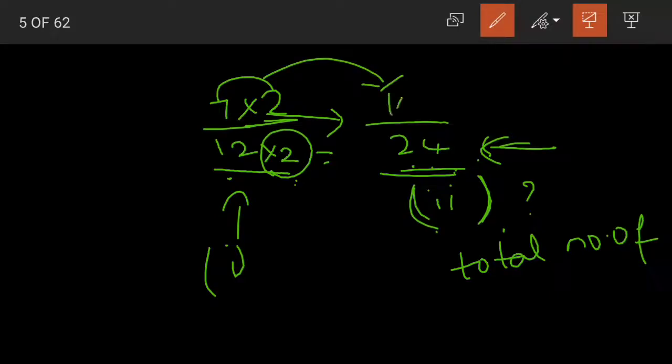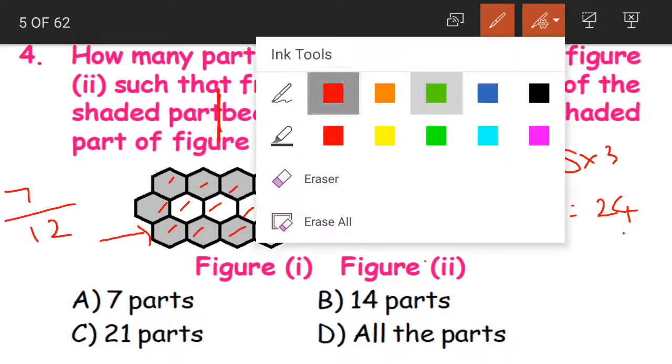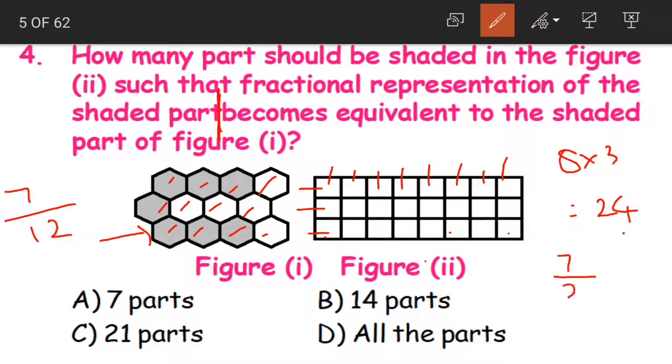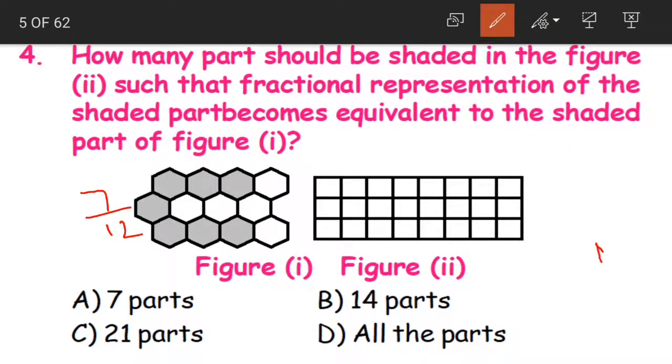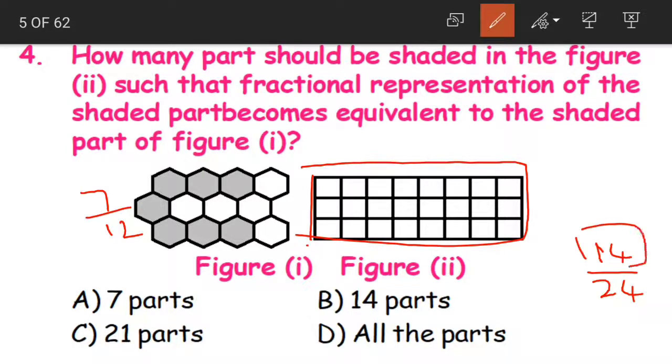7 into 2 is 14. So 14 becomes our numerator and 24 is our denominator. 14 by 24 is the equivalent fraction for 7 by 12. What is the equivalent fraction? 7 by 12 is the first fraction. 7 by 12, and here 14 by 24 is the equivalent fraction. Now out of this 24, how many should be shaded? The numerator, that is 14. 3, 6, 9, 12 and 14.